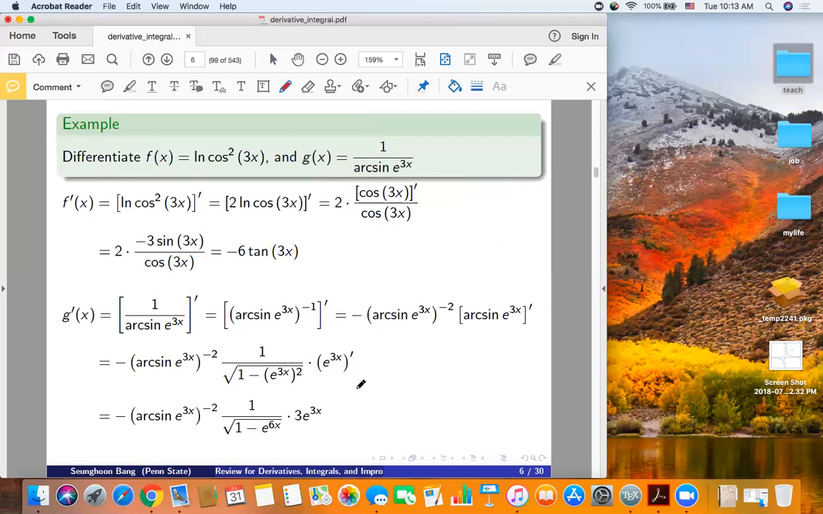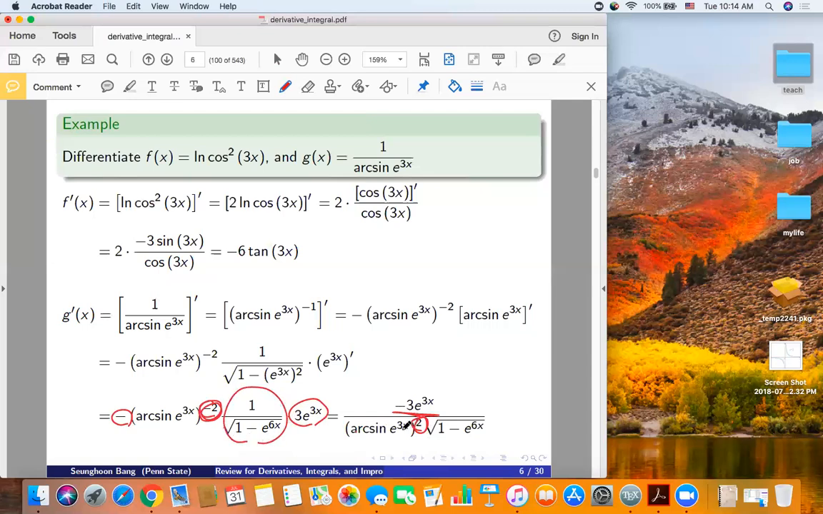So next, we have this result, because the derivative of e to the power is itself times the power's prime. So we have e to the 3x times 3, which is 3 times e to the 3x. Next, this is minus 1 times 3 times e to the 3x, which is negative 3 e to the 3x. You can change the negative exponent to a positive exponent by using the reciprocal. You can keep 1 over the square root of 1 minus e to the 6x. So this is the idea.